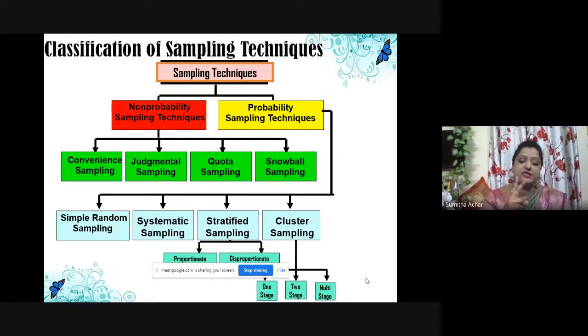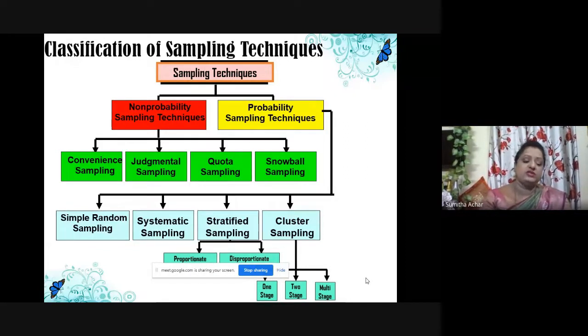The second difference is that with probability sampling, the basic assumption is that the researcher deals with a finite population and also has the sampling frame with him. Whereas when non-probability sampling techniques are applied, the researcher is not aware of the population size, whether it is finite or infinite. So generally it will be an infinite population and there will be an absence of a sampling frame.